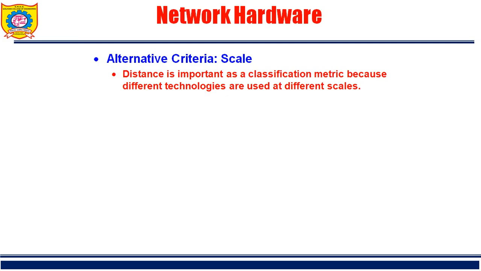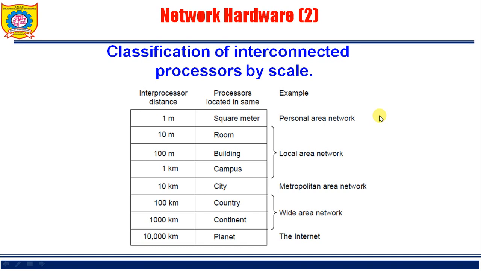Then next is scale. I already mentioned that scale comes under distance. Distance is important as a classification metric because different technologies are used at different scales. It is possible that when you move from one region to another, the technology may change. Our expectation is that when I send from one region, it should pass to the other region regardless of what technology is used. So classification of types of networks comes under scale: classification of interconnected processors by scale.